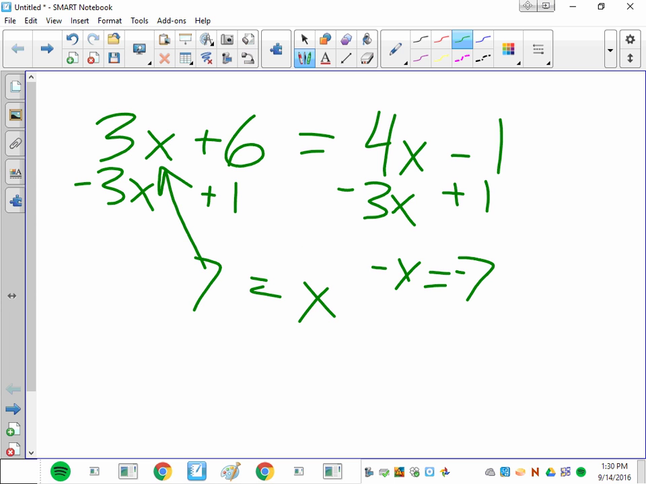It is always a good idea to plug it back in and make sure it works. 3 times 7 is 21, plus 6 is 27. 4 times 7 is 28, minus 1 is 27, so that ended up working.